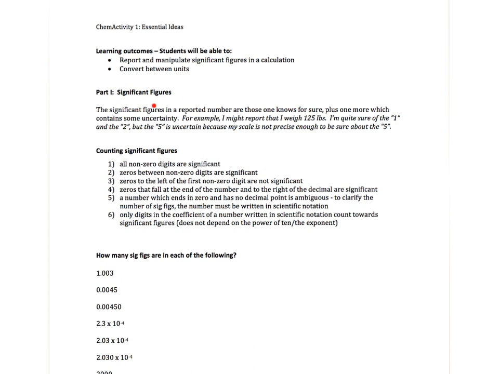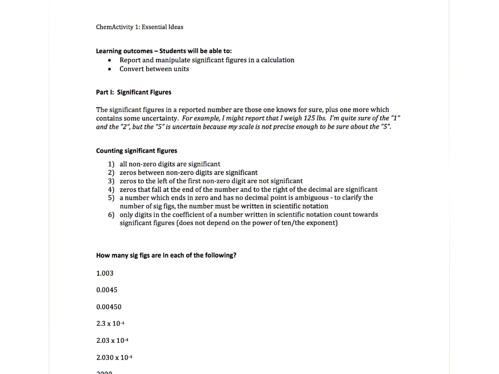The first part focuses on significant figures. What is a significant figure and why do we need to know about it? First, let me give you the definition. The significant figures in a reported number are those that one knows for sure plus one that contains some uncertainty.